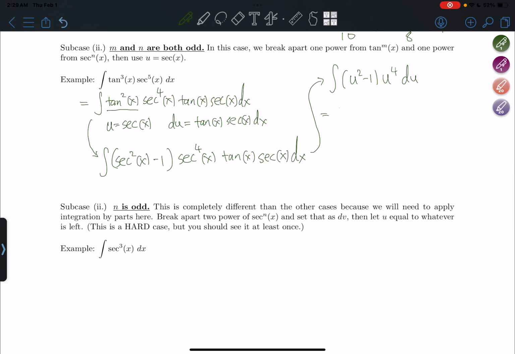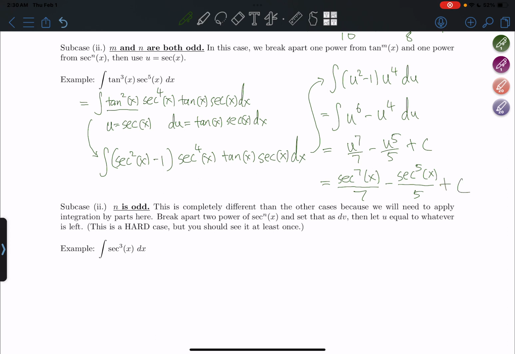So distribution, I'm going to get u to the 6th minus u to the 4th du, easy integral here, u to the 7th over 7 minus u to the 5th over 5 plus c, and just remember that u is equal to secant in this example, so secant to the 7th of x over 7 minus secant to the 5th of x over 5 plus c. Okay, and that is your answer for this problem.